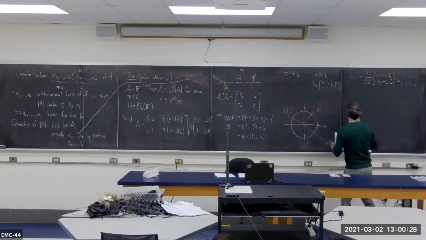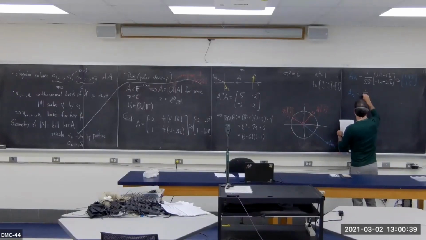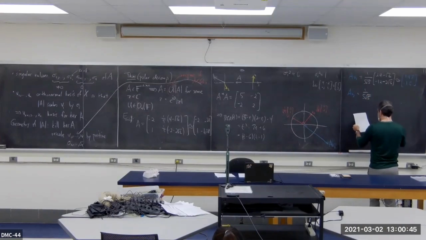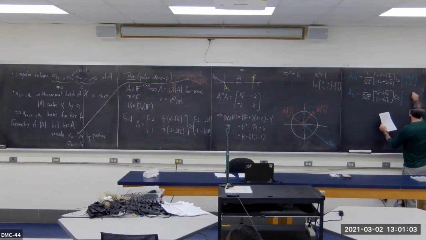Then what's AV2? AV2 is going to be, let's see now, 1 over 5 root 5 times minus 2 root 6, and then 1 minus 4 root 6. And that is approximately equal to, just so we can draw it, that's the reason why I'm writing these things down, minus 0.62 and minus 0.79.